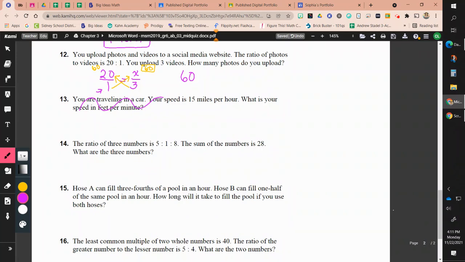This is not going to be a question. Miles per hour, feet per minute, not necessary. The next question we do have is this question, and we don't have these 2 questions.